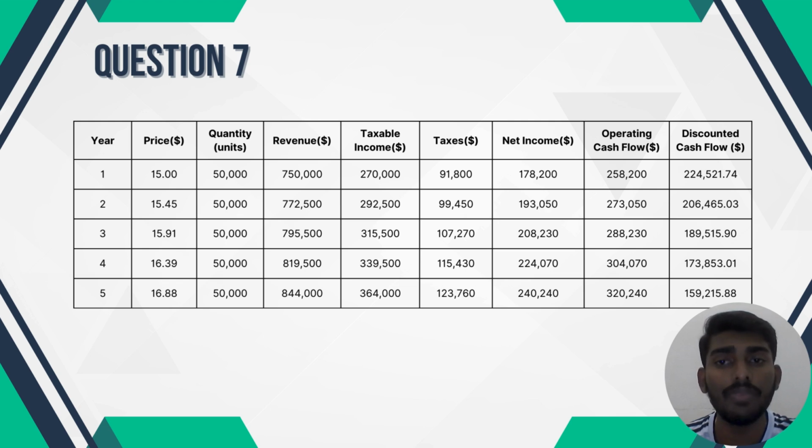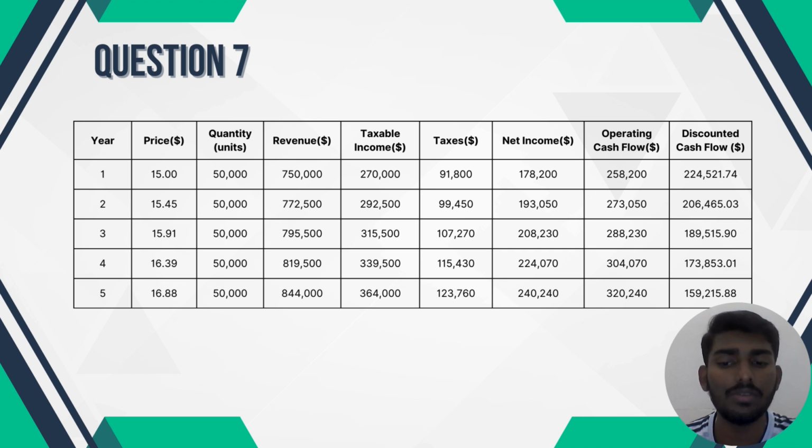Taxable income equals revenue minus depreciation minus initial investment. So for year one, the revenue is 750,000 minus 400,000 minus 80,000 equals 270,000. For year two, 292,500. For year three, 315,500. For year four, 339,500. For year five, 364,000.